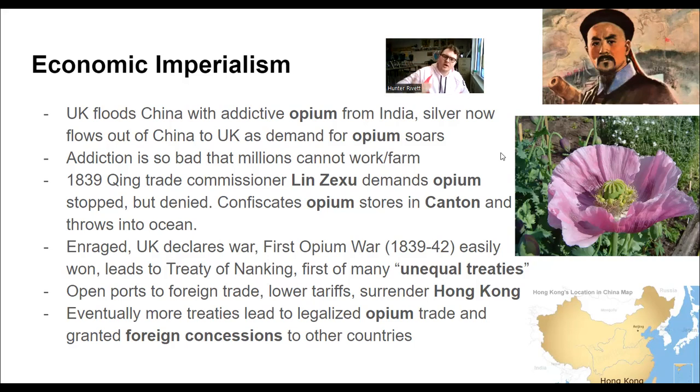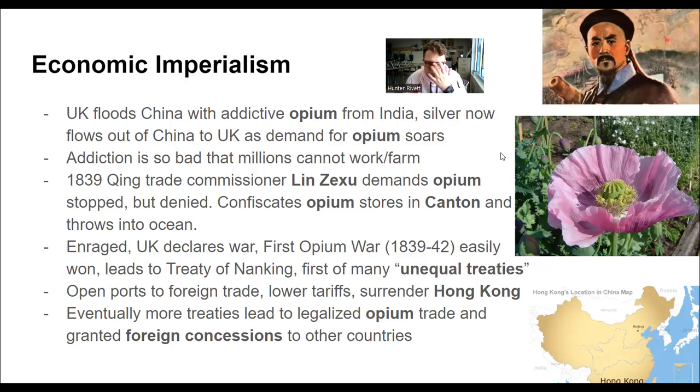And eventually more unequal treaties come. And they say the opium trade is legalized. Now they're about to make money. And people are just going big time addicted in China. And you've got to grant foreign concessions to us and other countries.